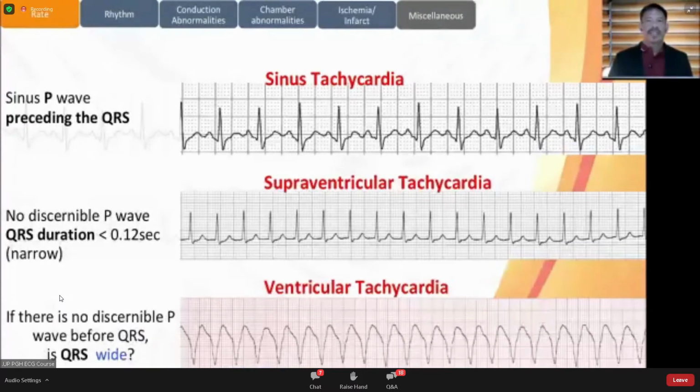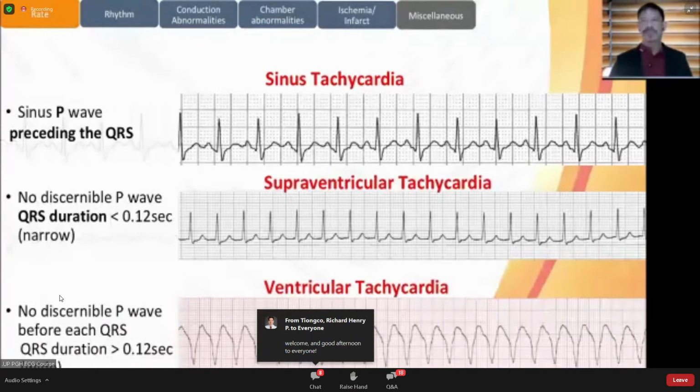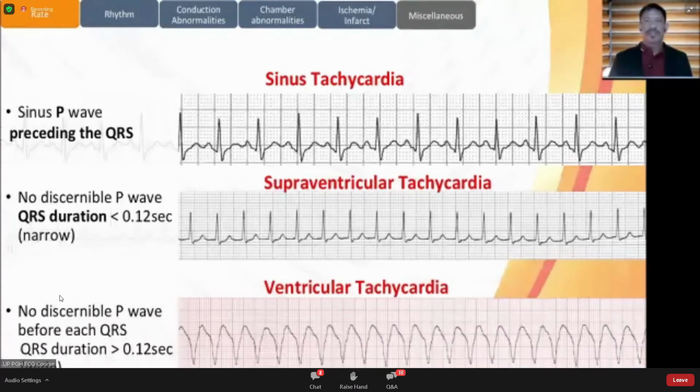Wide QRS can also be due to aberrant conduction, which is beyond the scope of this session, and it will be covered by a focused lecture on wide QRS arrhythmia. This slide shows the features of the ECG strips, the basic approach to estimate the rate, then look for two things: P preceding QRS and QRS duration.